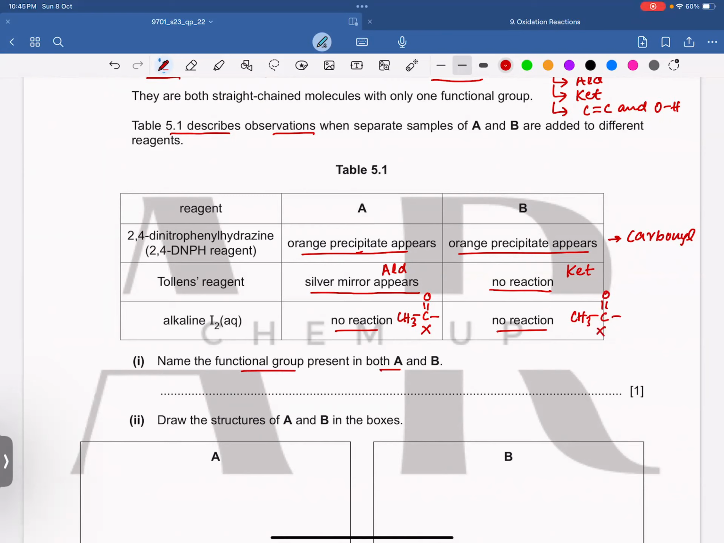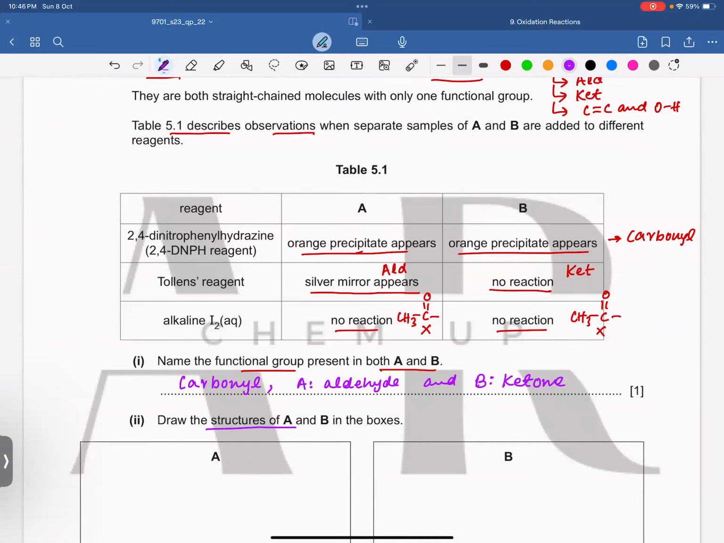Name the functional groups present in both A and B. So collectively aldehyde and ketone are called carbonyl. So we can write the functional group is carbonyl. And if you want to further elaborate, you can write that A is an aldehyde and B is a ketone. Is this understandable to everyone? Yes, sir.